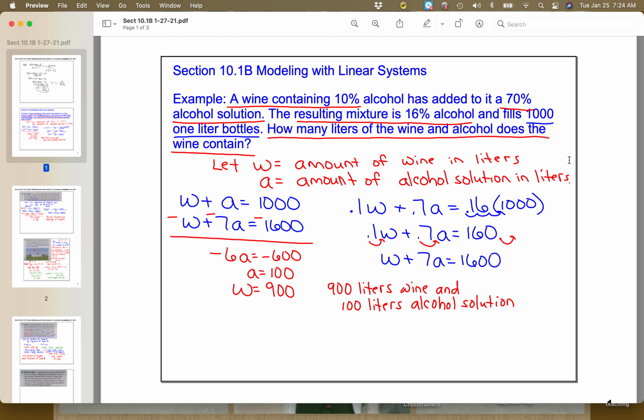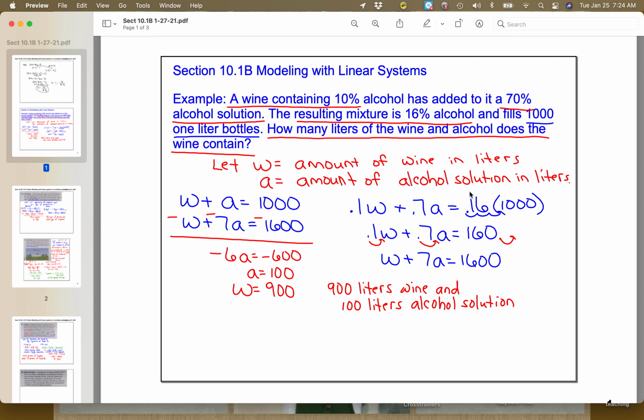Sometimes these can be really confusing, especially because you've got percentages, you have these liters, all these different things taking place. So what you want to focus on is the very last question, or what the question actually is. How many liters of the wine and alcohol does the wine contain? And those are going to be your variables, and you want to be as specific as possible with your variables. So I would let W equal the amount of wine in liters, and A represent the amount of alcohol solution in liters. So now I need to come up with equations because we have two variables, so we need two equations.